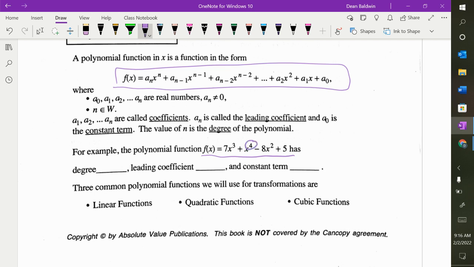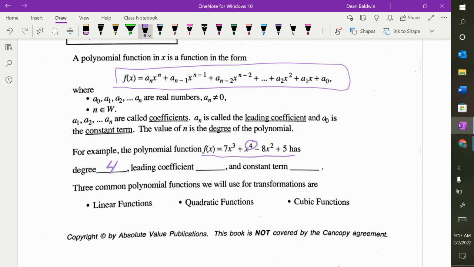It's the highest exponent. So you look at each individual term. Terms are separated by addition or subtraction signs. So that's a term, that's a term, that's a term, that's a term. The one with the highest degree or the highest exponent is the degree. So in this case, the degree is 4.